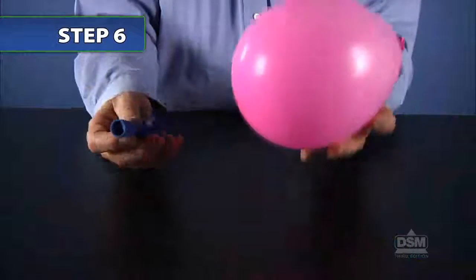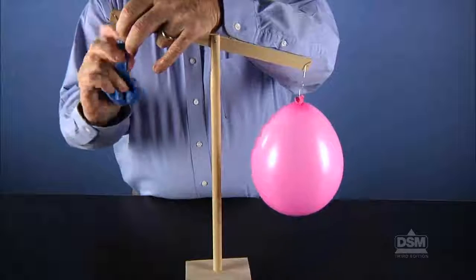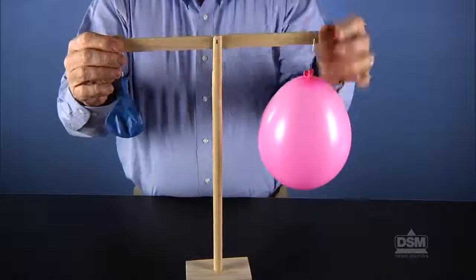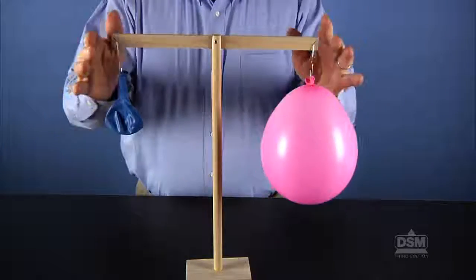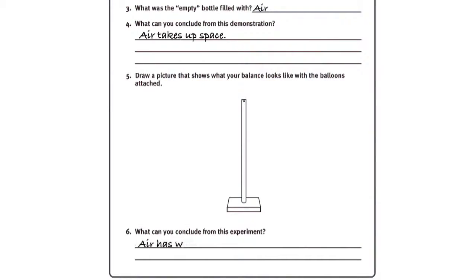Distribute 1 inflated balloon and 1 deflated balloon to each team. Have students attach a balloon to the paperclip hook at either end of the beam. Ask students, what happened to your balance? The inflated balloon should have dropped lower than the deflated balloon, indicating that it is heavier. Guide students to conclude that air has weight and have them complete their activity sheets. To conclude Session 1, collect the materials and return them to the kit.